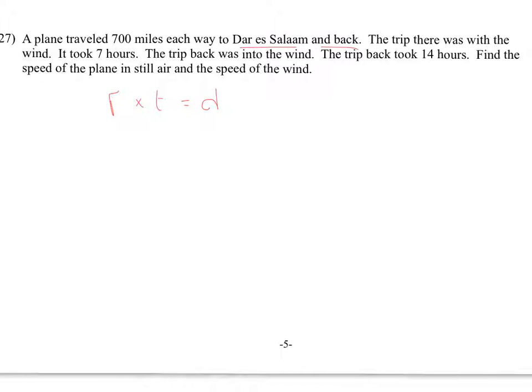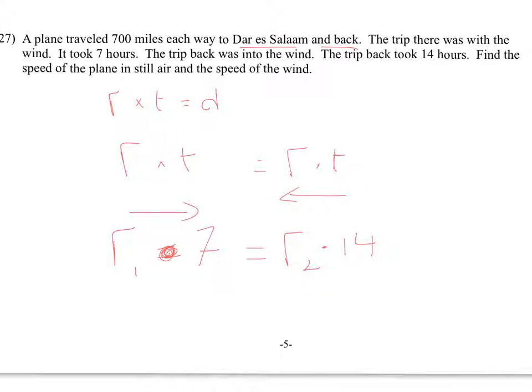the same distance. So we're going to have a rate times time for going there is equal to some kind of a rate times time for coming back. We don't know what the rates are because we're going to have both a rate for wind speed and for the plane speed, but we do know what the times are. So we have rate 1, which is going there, times 7 hours, and that's going to be equal to rate 2 times 14 hours.